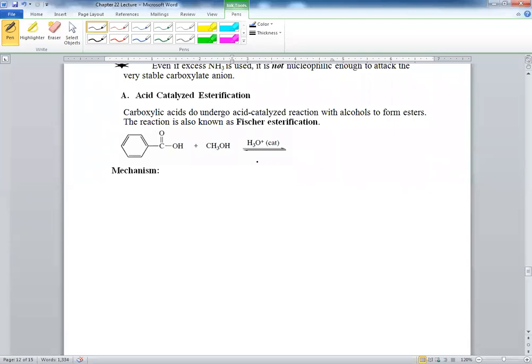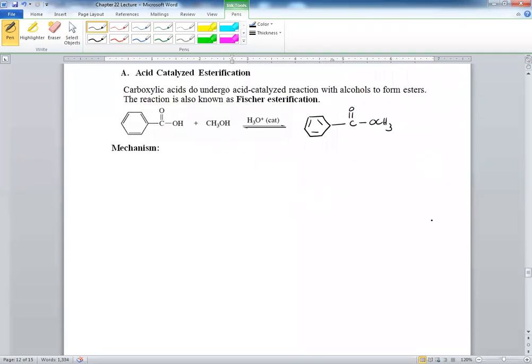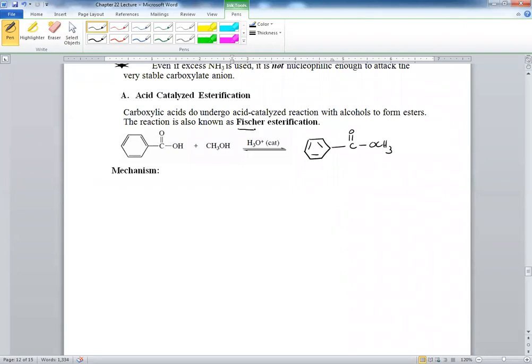What's going to happen here is that you will go from the carboxylic acid into the ester, in the reaction that's called Fischer esterification. So let's look at the mechanism.